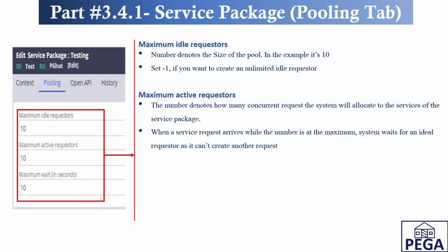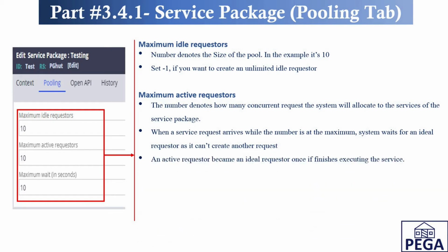Now let's say in a scenario 10 requests came at the same time. All the ideal requesters got engaged in those requests and became active requesters. Now if another service comes, do you have any ideal requester in the pool? No, I don't have any ideal requester in the pool. That means the service has to wait, and the moment one active requester finishes the job, it will come back and take the next waiting request.